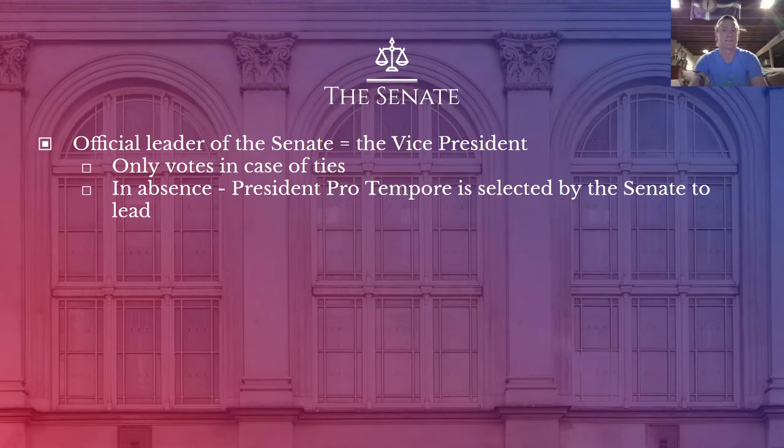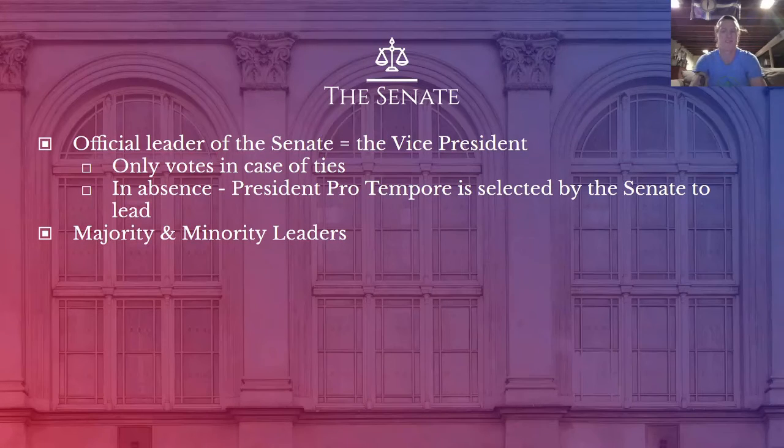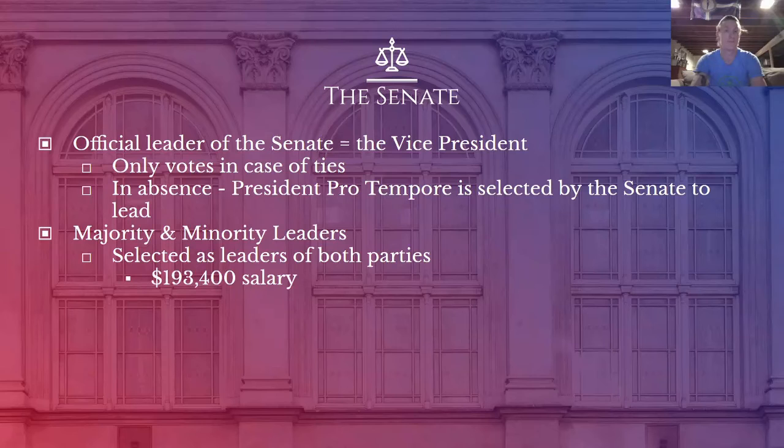In the absence, the president pro tempore is going to be elected by the Senate to lead. That's going to be the person that kind of runs things for him. The majority and minority leaders are going to be selected as leaders of both parties. They're both going to earn a $193,400 salary. Current majority leader of the Senate is Mitch McConnell, and the Senate minority leader is Chuck Schumer of New York. All right, sorry, I had to go off the top of my head here. So those are going to be our majority and minority leaders.